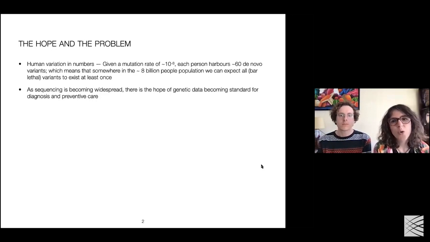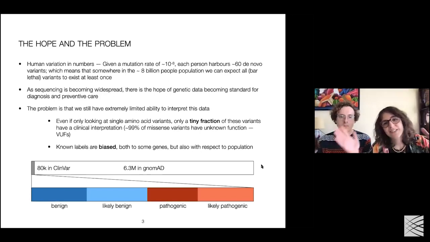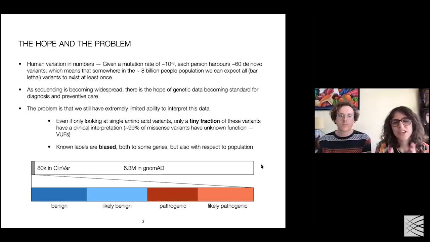And while there is the hope of starting to use genetic data in the near-ish future, we are still in the massive infancy of understanding how genetic variation impacts human disease. So if we massively reduce the problem to just coding regions, and even more to just single amino acid variants, even on this massively reduced problem, we can see that we still have a very, very small and limited understanding of what is going on.